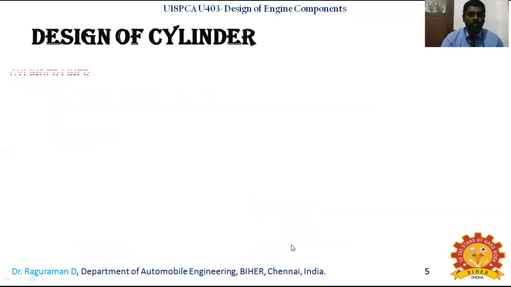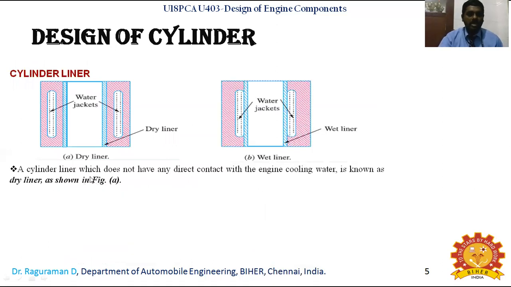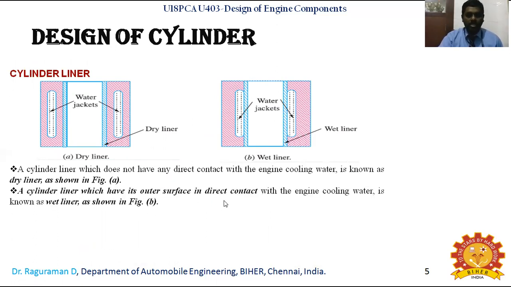Now, if you see the classification further, you are seeing the details of the dry liner as well as the wet liner. A dry liner is a cylinder liner which does not have any direct contact with the engine cooling water. The cooling water is going on here, and the cylinder liner is not having any direct contact. That is what you see as a dry liner. But in the case of a wet liner, you have direct contact. A cylinder liner which has its outer surface in direct contact with the engine cooling water is known as a wet liner.